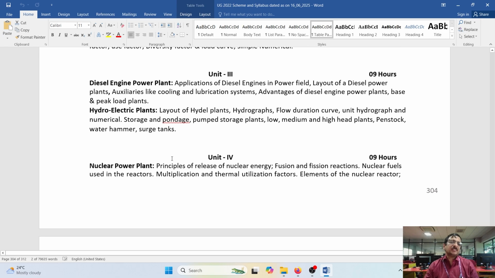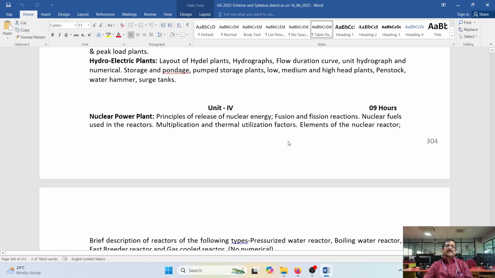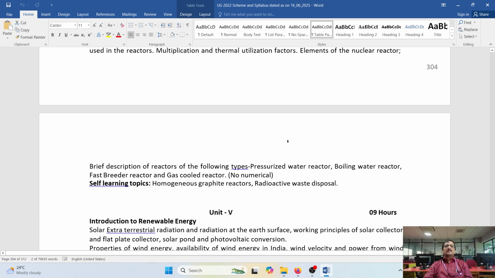Unit number 4 will touch on nuclear power plants, where we'll talk about the principle of operation, how nuclear fusion and fission take place, what the types of nuclear reactors are, what the elements and their functions are, and what the problems with the environmental aspects are.